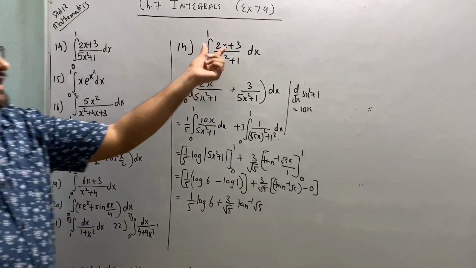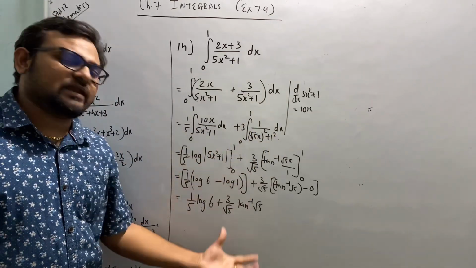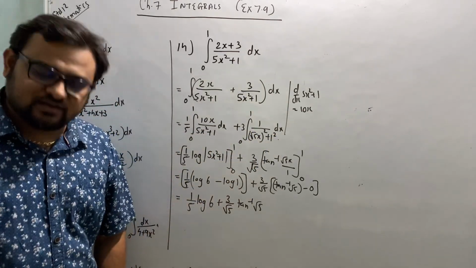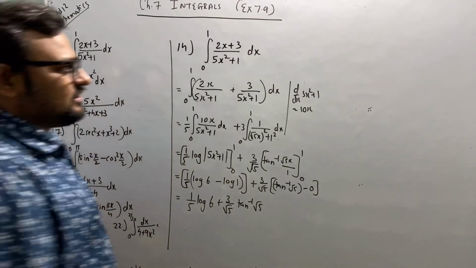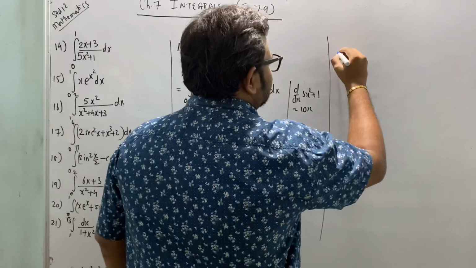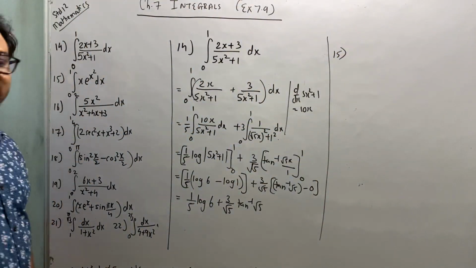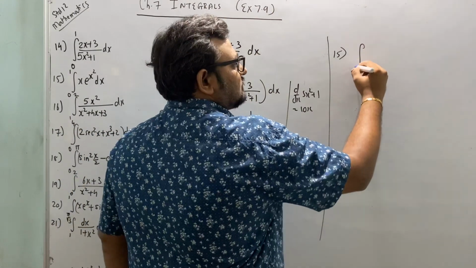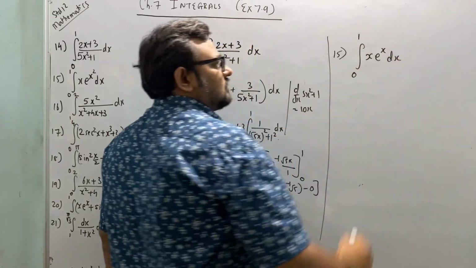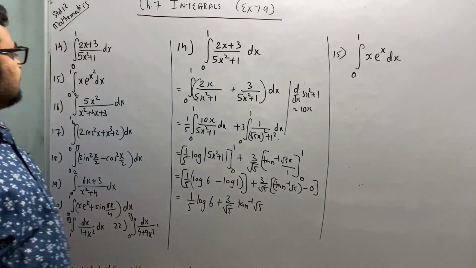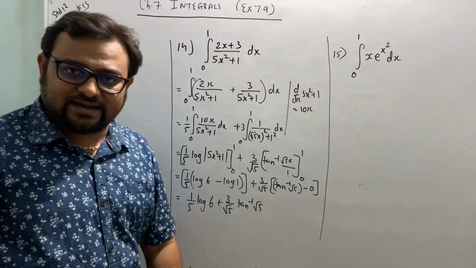What I have done is just separate it, then solve it, and finally put the lower limit and upper limit. Clear? Now let's move to the next, question number 15. Question 15 is the integral from 0 to 1 of x e raised to x square dx.